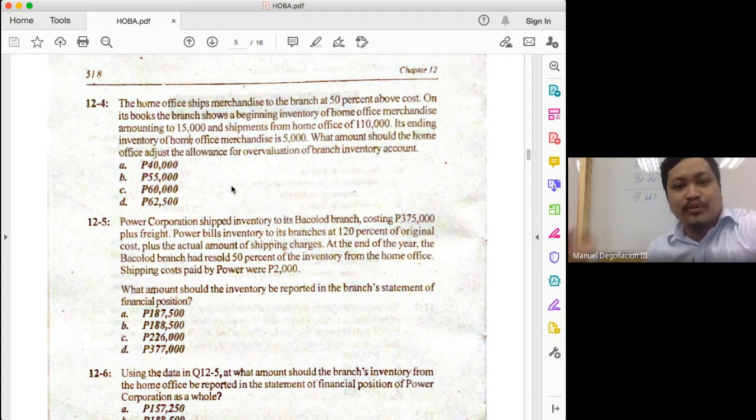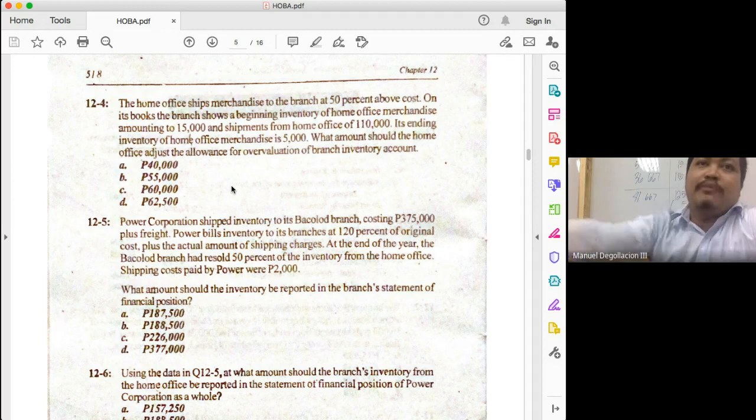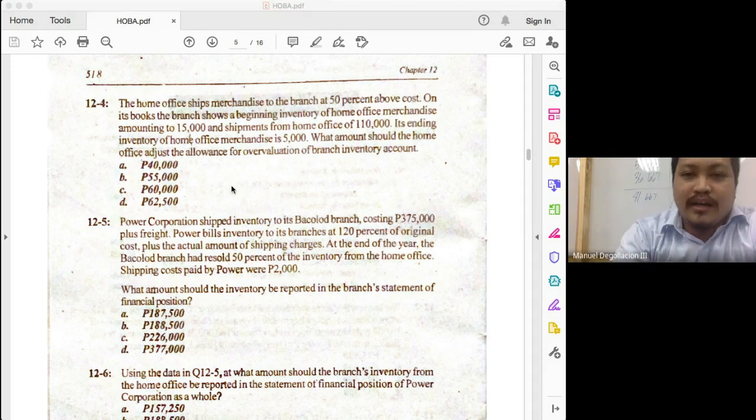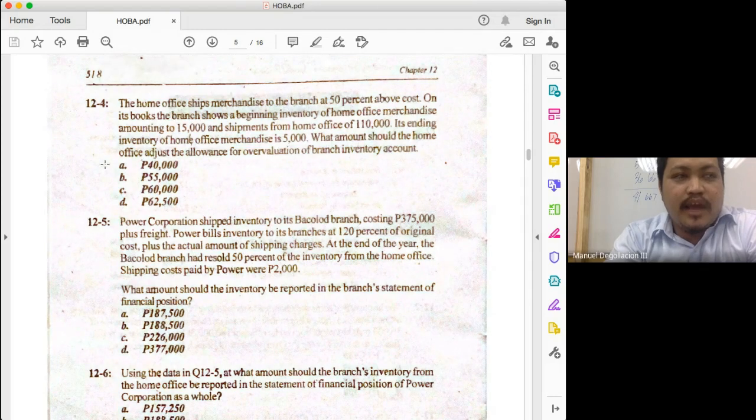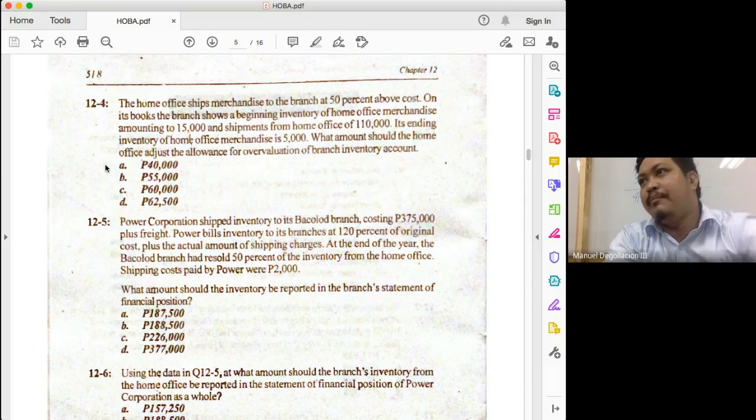And if you'll be able to solve for the markup on the cost of goods sold, then that would already be your answer, class. How do we get the markup on the 120,000? You simply divide the 120,000 by 150% and you would get 80,000. Is the 80,000 the markup? No, that is still the cost. What do we do with the 80,000? Multiply that by 50% or simply deduct it from 120,000, you would get 40,000. And that would already be your answer for problem 12-4.